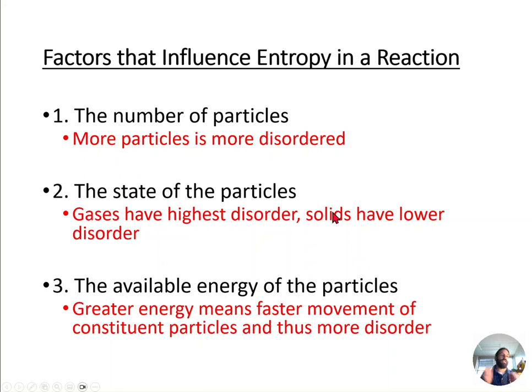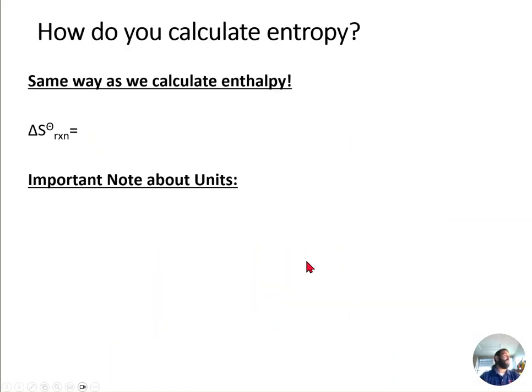Remember, the temperature is connected to the motion of the particles. Faster moving particles is more random, less ordered. So increasing temperature increases entropy.